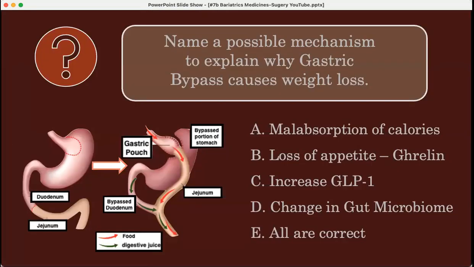With the changing of the anatomical structures, name a possible mechanism to explain why gastric bypass causes weight loss. Is it malabsorption, loss of appetite because you've bypassed a large part of the stomach? Is there an increase in GLP-1, the satiety hormone, change in the gut microbiome, or all? And the answer is all of those things are happening. Lots of stuff is happening with the changes of the rerouting of the gut.